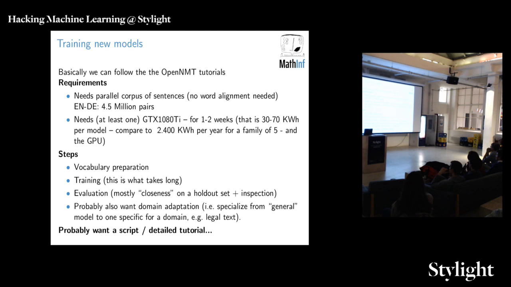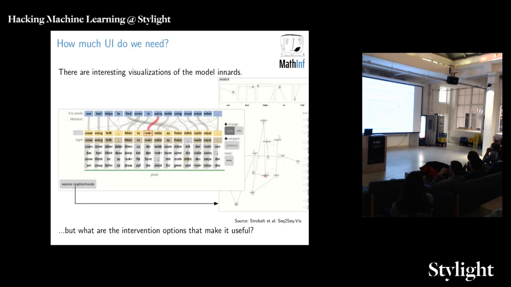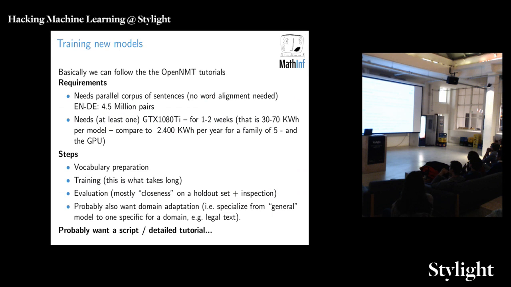So this is about the UI. And then there's the thing that you need to do when you want to train a new model. Basically, because I just used the stock OpenNMT models, you can follow their tutorial. Obviously, you need a parallel corpus of sentences. And there's one large one out there that's popular that has 4.5 million pairs of English to German.